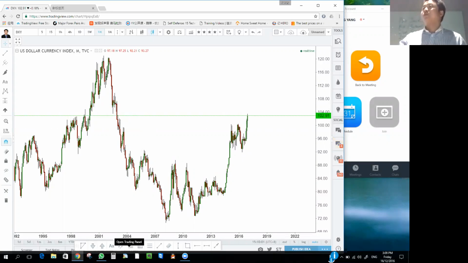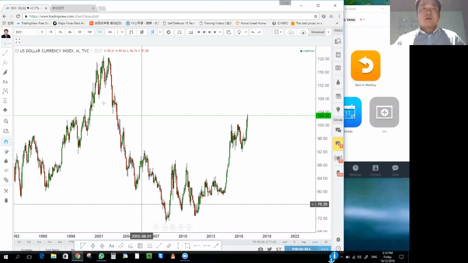Okay, the Fed finally increased 0.25 basis points, right? And from the statement, they are going to increase like 3 or 4 times in 2017, and another 3 times in 2018. So they are going to keep increasing the rate in the next 2 or 3 years. So this actually tells us there's a reason for the dollar to become so strong.